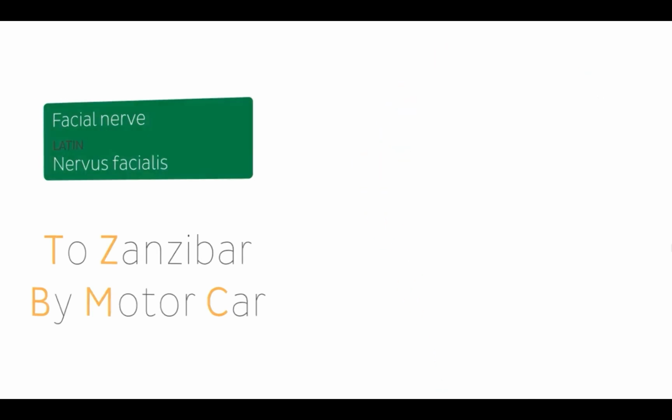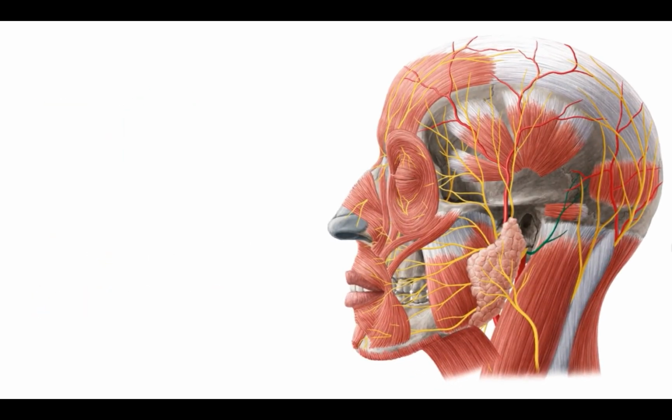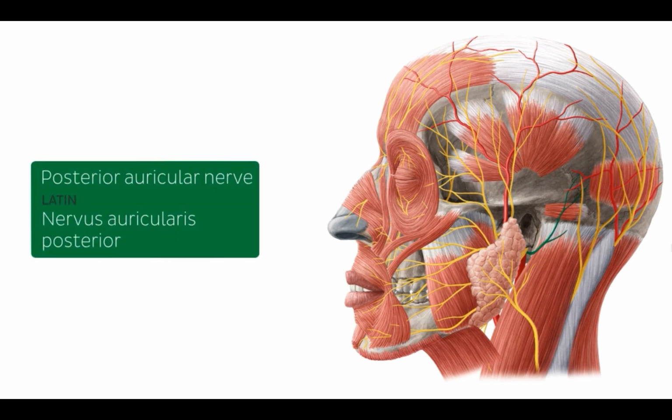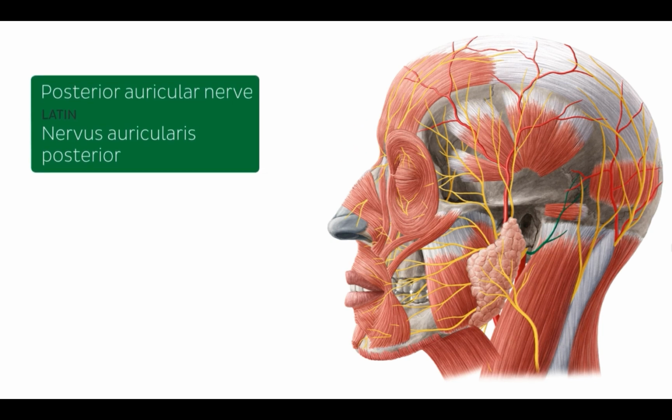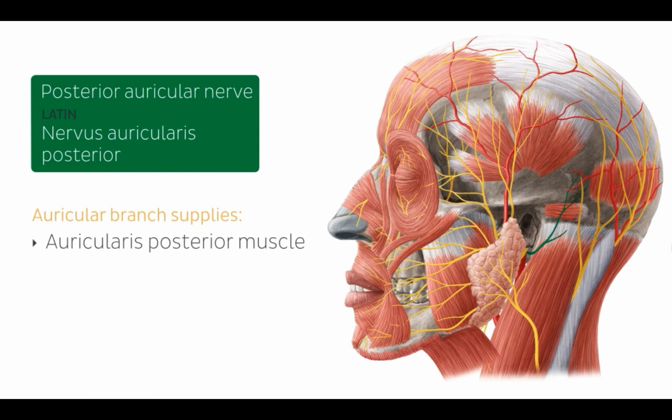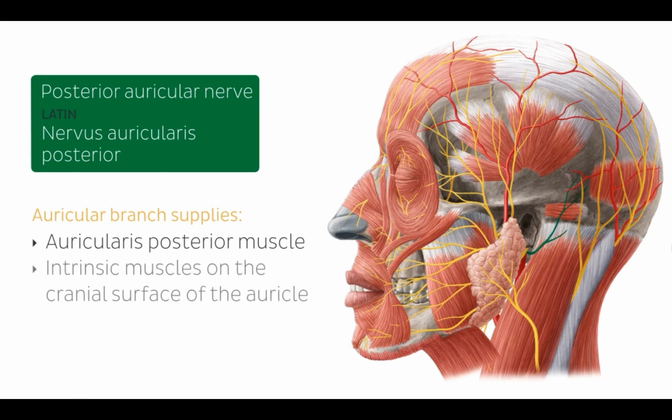We're moving on and talking about this nerve that you see here highlighted in green, which is one of the branches of the facial nerve that we talked about, the posterior auricular nerve. This is a branch of the facial nerve which divides into 2 branches, the auricular and the occipital. The auricular branch is going to be innervating the auricularis posterior muscle and the intrinsic muscles on the cranial surface of the auricle, or in other words, the ear.